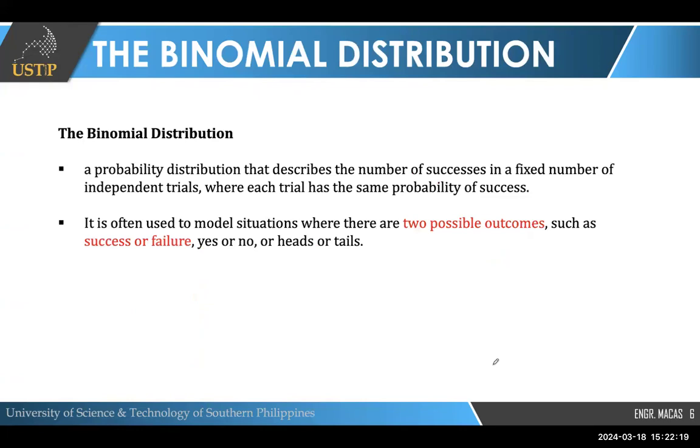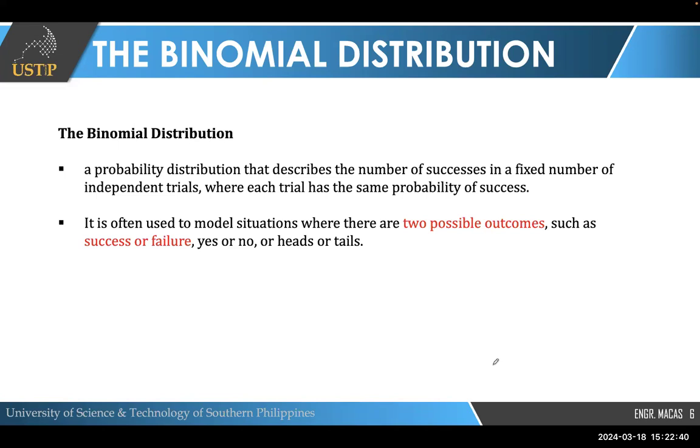Now let's go to a more specific distribution. We call this the binomial distribution. From the word binomial, two. Okay, so this is a probability distribution that describes the number of successes in a fixed number of independent trials, where each trial has the same probability of success. And you will see it more in the example later, class.